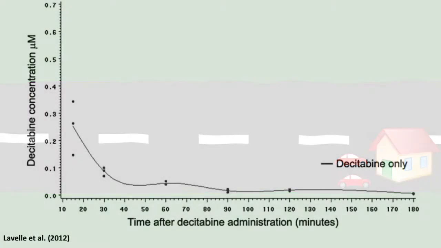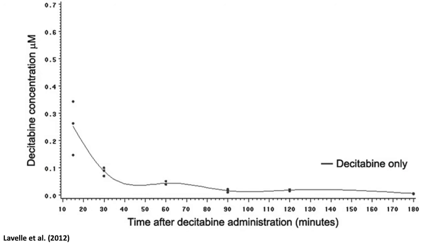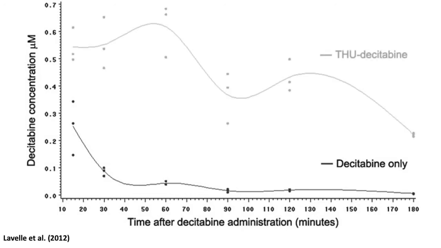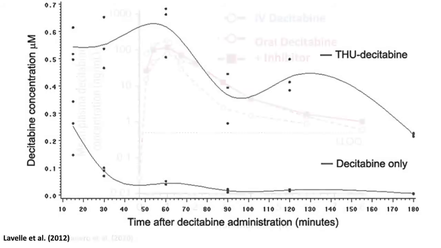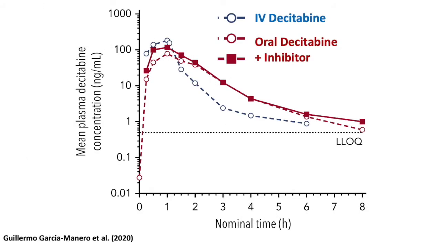Let's go back to our decitabine example. Again, if we try to administer decitabine orally, concentrations are too low for effective therapy. However, if we give decitabine with an inhibitor of its metabolism, THU, we have much higher concentrations of drug. Similarly, if we give oral decitabine with an inhibitor of its metabolism and compare drug levels versus IV decitabine, we see they're quite similar, suggesting we could effectively treat patients with oral decitabine when we inhibit drug metabolism. And this resulted in the commercial approval of a formulation like this recently. And this idea has been pursued for over 40 years to convert IV anti-cancer drugs to oral formulations.